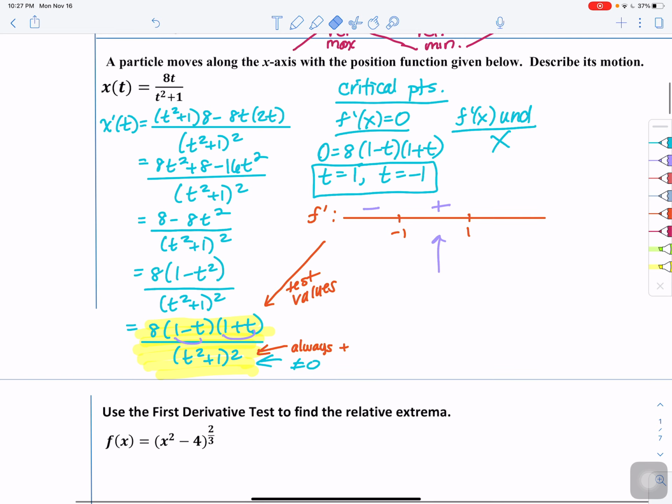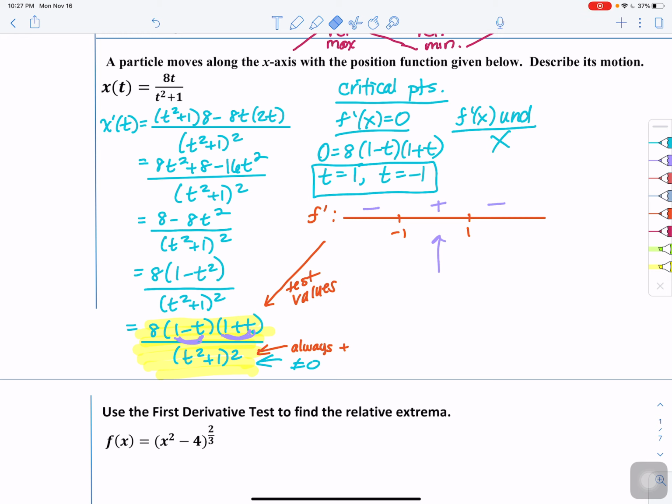Okay, pick a number, any number we want out here. Any number out here that we want. And let's just choose 2 this time. So plugging in a 2 here. 1 minus 2, that's a negative, times a positive, and we have a negative.